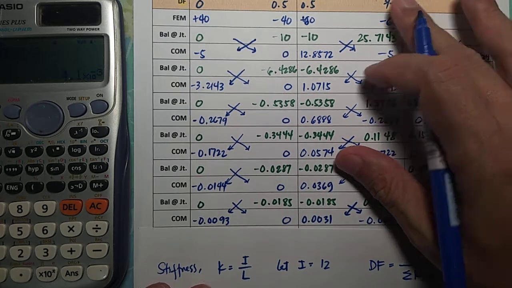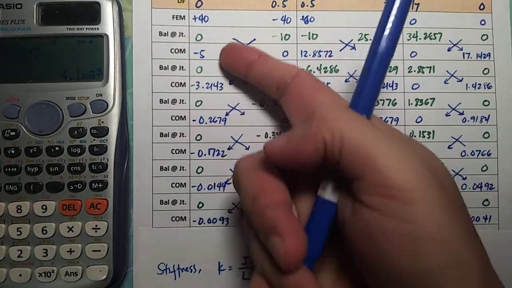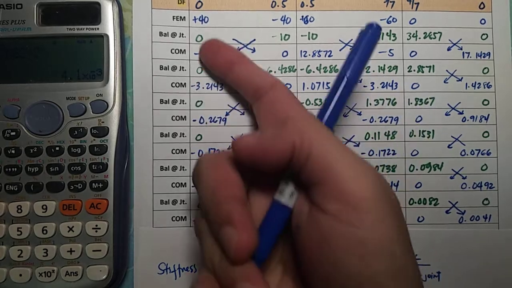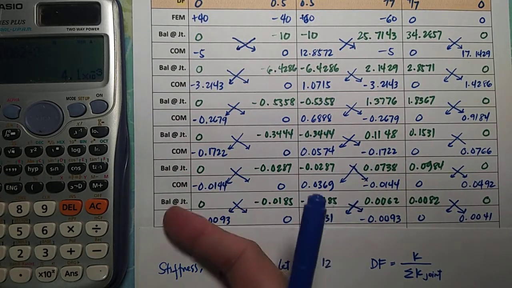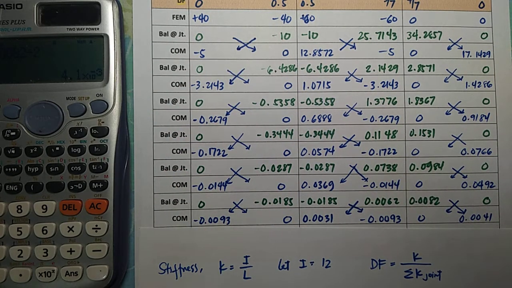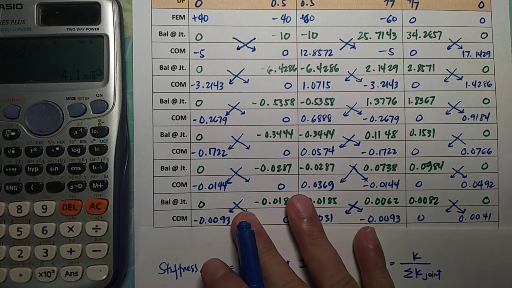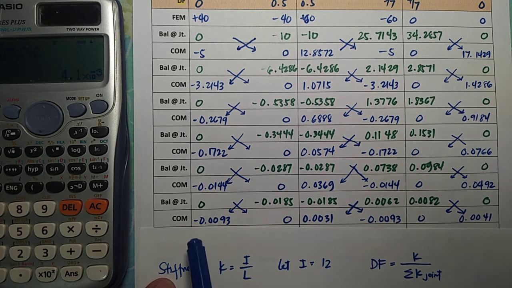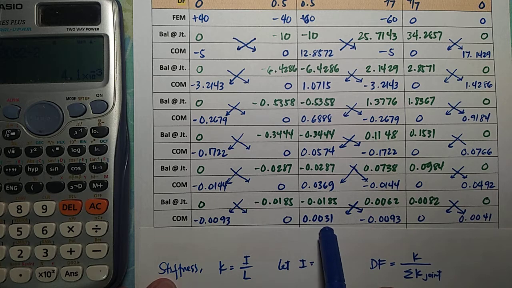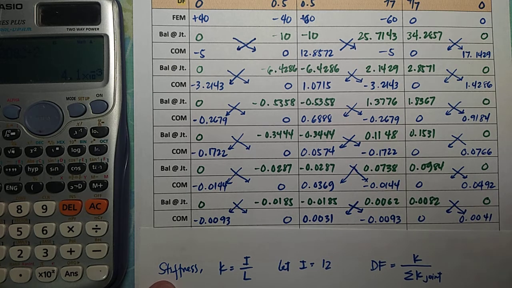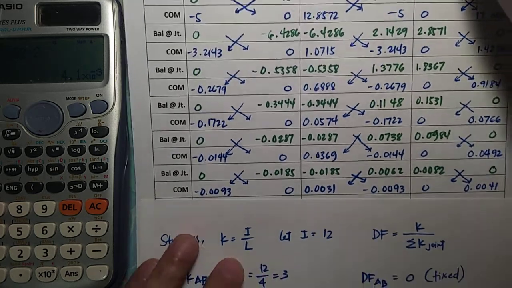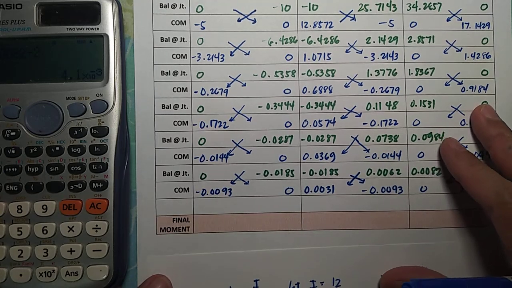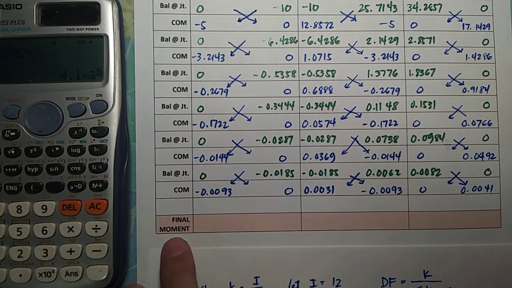So the number of cycles depends. The more cycles, the more accurate our final answer will be. I believe a COM of 0.00-something is accurate enough. So that is now the end, and finally, we could solve for the final moment.